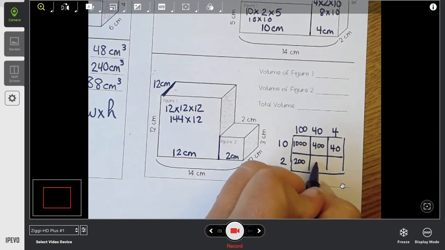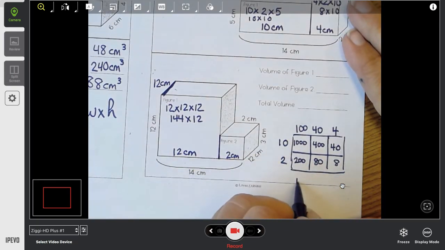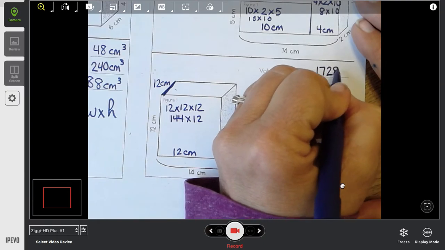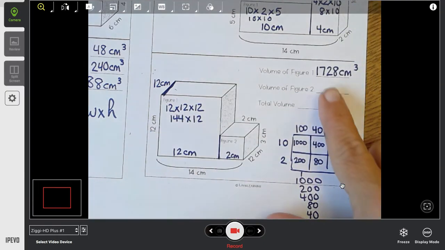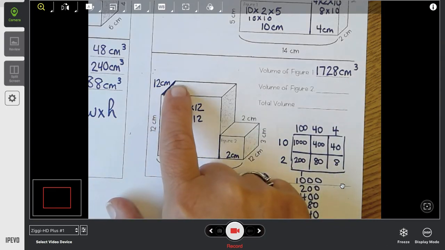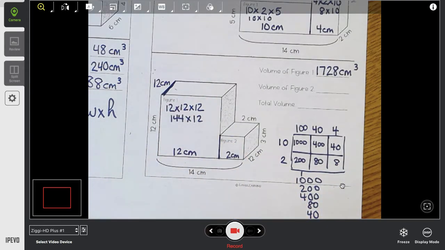And remember, for this activity, you can use a calculator to help you to solve your volume. So I have 1,000, 200, 400, 80, 40, and 8. That's 1,728 cubic centimeters. Notice how much larger this number is for volume. This is the first time we've had such large dimensions, 12 centimeters. I'm multiplying 12 times 12 times 12. And remember, as these dimensions get larger, the volume grows exponentially. It's a very fast growth.